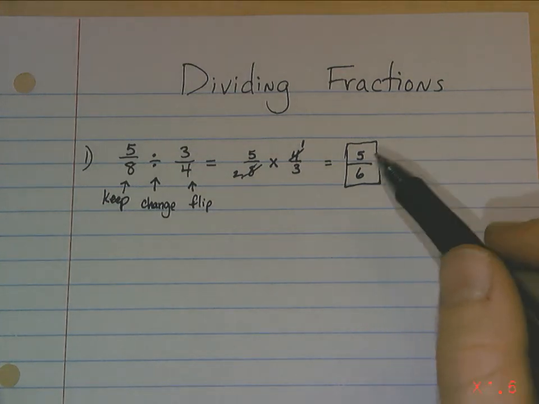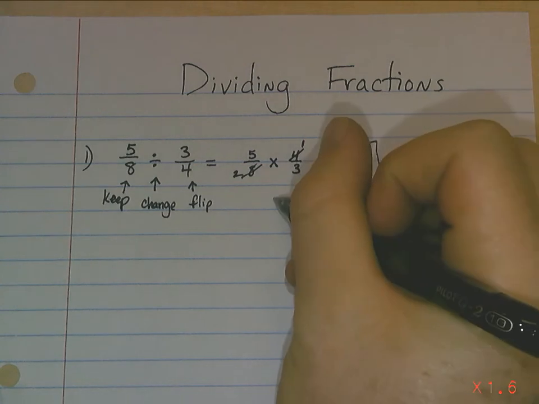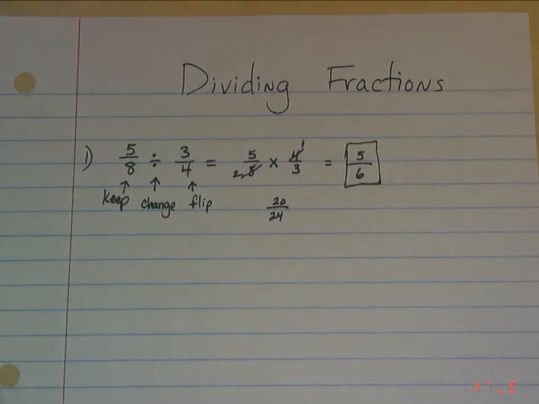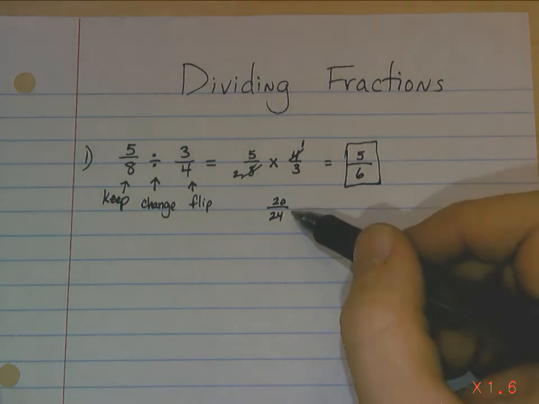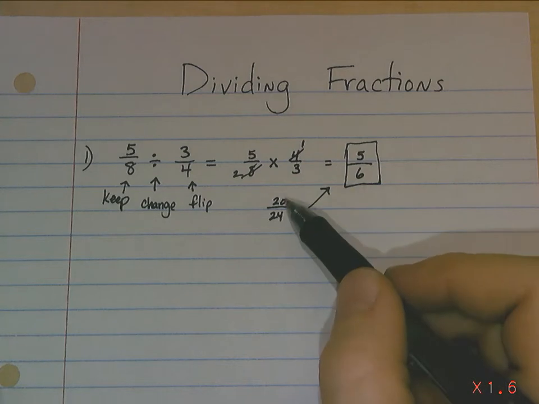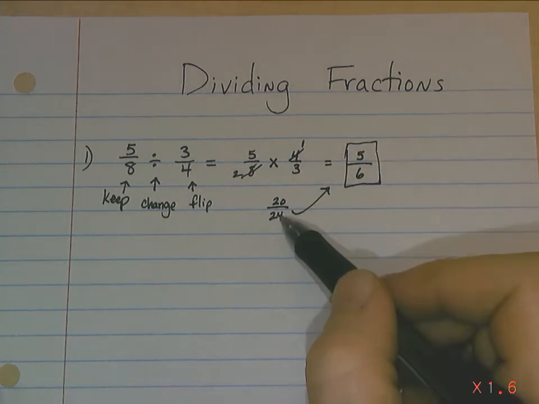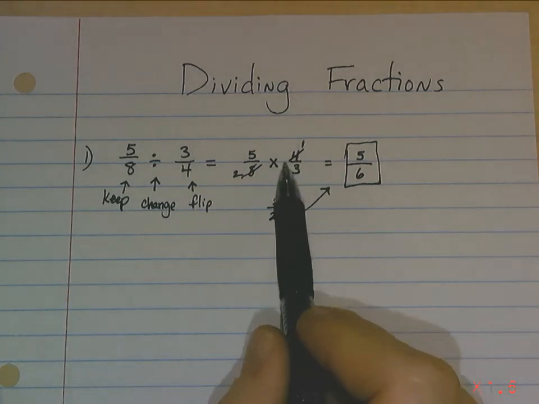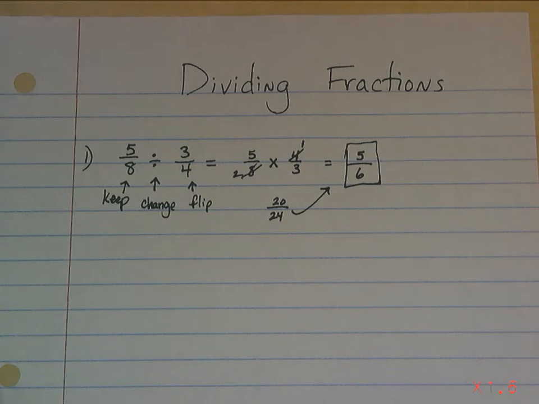This is the same as it would be if we just left it alone. 20 over 24 simplified would be 5/6. You would still have to divide this by 4 to get 5, and divide this by 4 to get 6. Or you can simplify early: divide this by 4 to get 1, divide this by 4 to get 2. You'll end up with the same answer anyway. So that's one basic example.